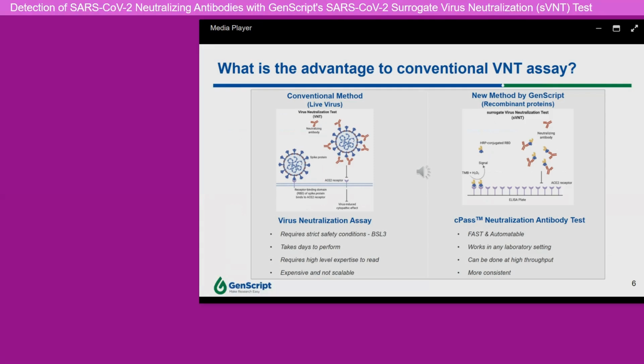How does this compare to conventional VNTs? VNTs require strict safety conditions to grow the biologicals associated with the assay. This process is time-consuming, taking days to grow cells and virus, and then it also requires someone with high expertise to read the test. Our test can be run in most laboratory settings, making it faster and higher throughput. This is capable because now you have a 96-well plate, and this can also be automated. The commercialization of this also means that testing is more consistent from sample to sample.